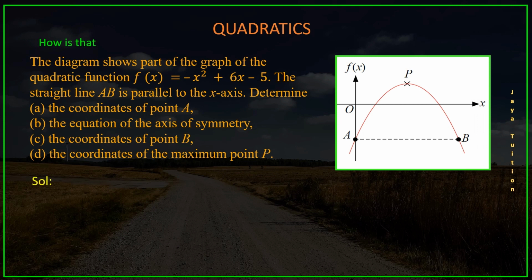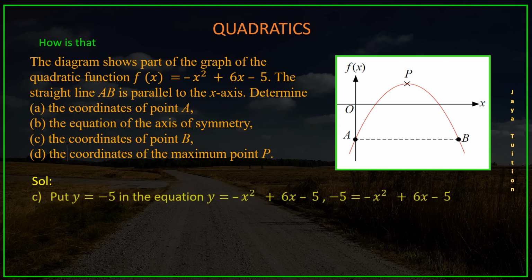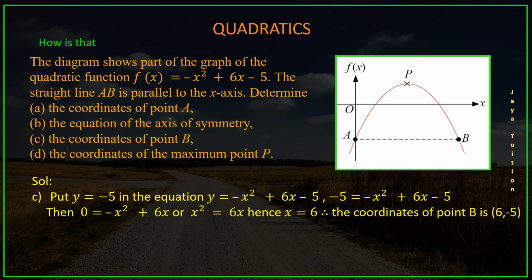To determine the coordinates of point B, we put y equal to negative 5 in the equation y is equal to negative x squared plus 6x minus 5. After putting that and evaluating, we get x squared is equal to 6x, or x will be equal to 6. Therefore, the coordinates of the point B are (6, negative 5).